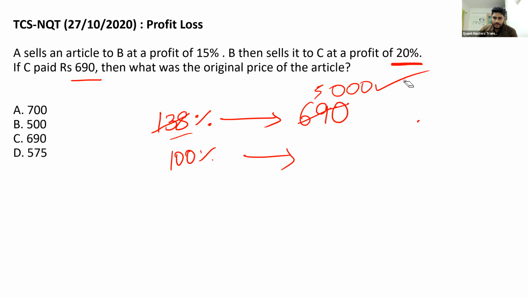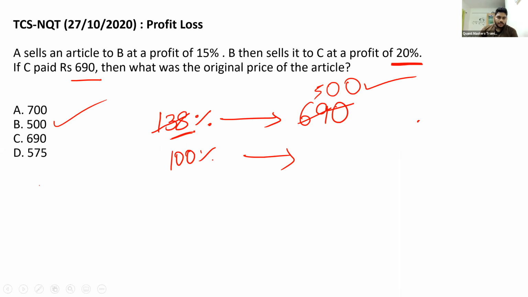Am I doing any mistake here? 138. Half of 138 is 69. So 5s will be 690. Is it clear? And I have percentage here, so I'll put 2 more zeros. So answer is 500. Option B.